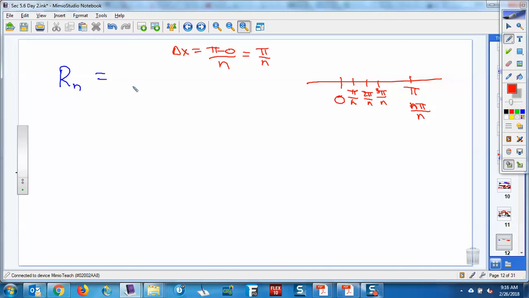Now it's getting really messy, and that's why you're going to do pictures first. My first height is going to be f of 0. Here's f of pi over n, and when I connect it, what do I get? Actually, I don't get a trapezoid, I get a triangle. And sometimes that happens.